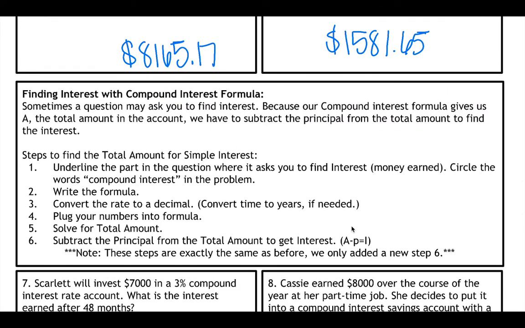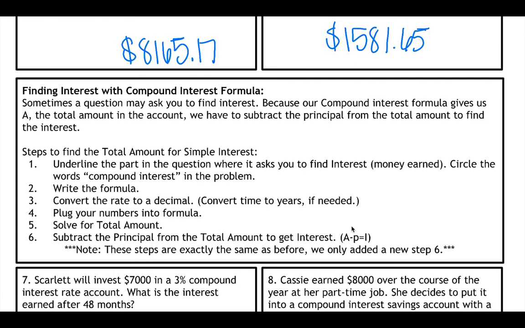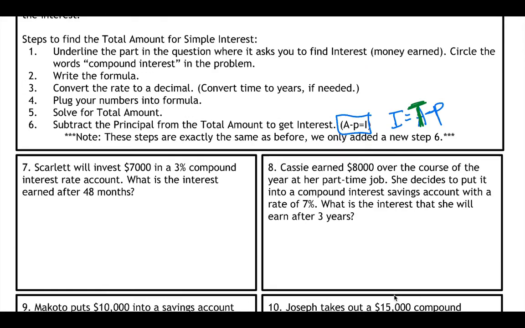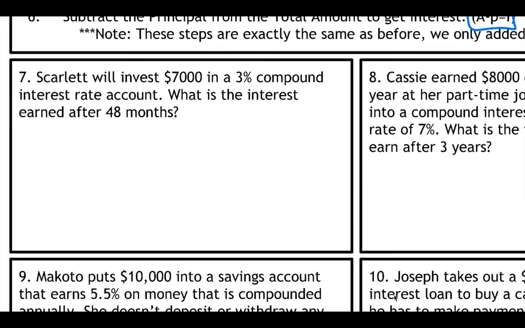Okay, I want us to read. Finding interest with compound interest formula. Sometimes a question may ask you to find interest. STAR does this all the time, because our compound interest formula gives us the total amount in the account. We have to subtract the principal from the total amount to find the interest. So basically, the opposite of what we did yesterday with simple interest when you added them together. Capital T, so we just make that a T for total. We're not going to read all those steps because we already know the formula. We just added one more step.